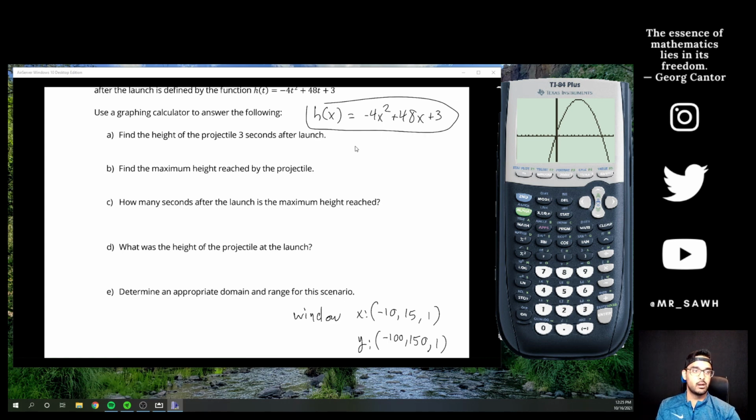Well, if you remember, your variable is defined, well, t is actually the time. In our graph on our calculator, we made x the time. So really, we need to make x equal to 3 seconds, and we'll find out what the height is.